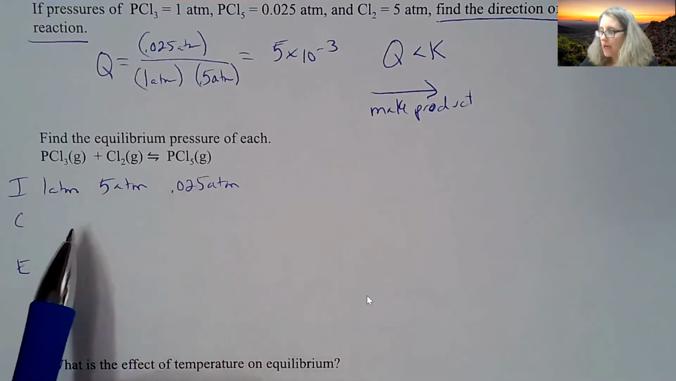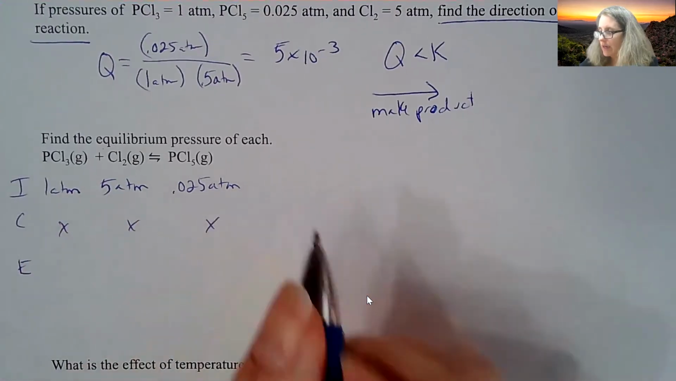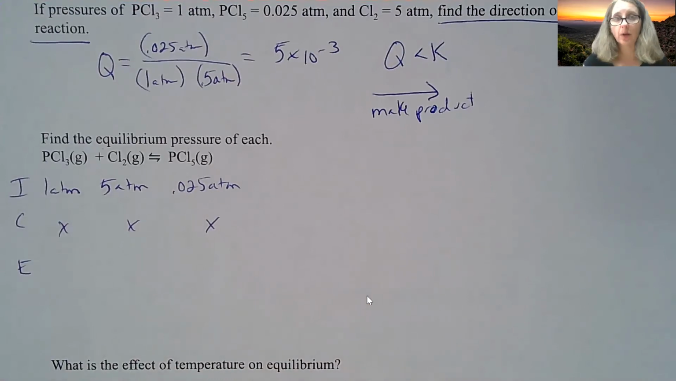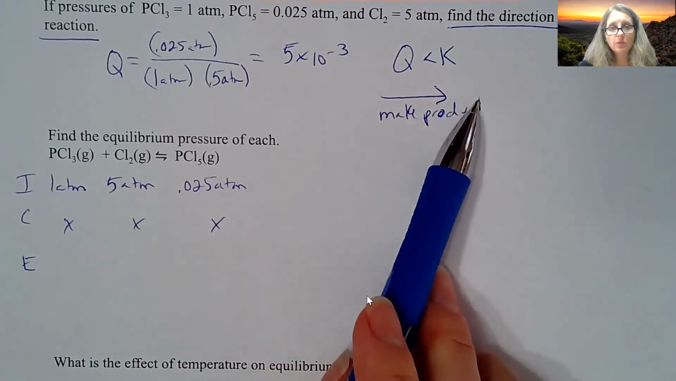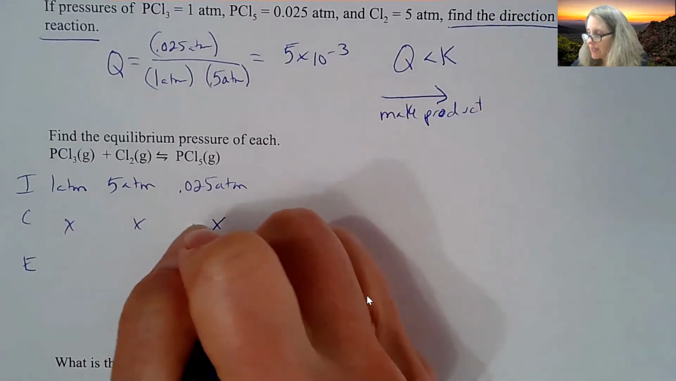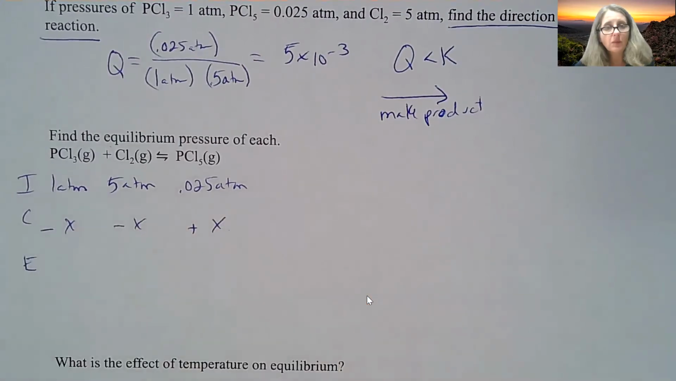So how do I do my x's here? Traditionally, we have something that is starting at 0. So how are we going to figure this out? Well, because I am making more product, it's going towards the right. That means on this side, I have to make more product. So this side has to be the positive side, and this side has to be the negative.